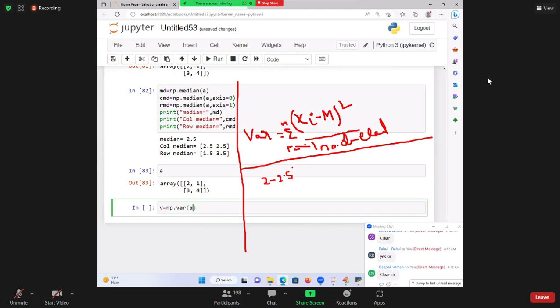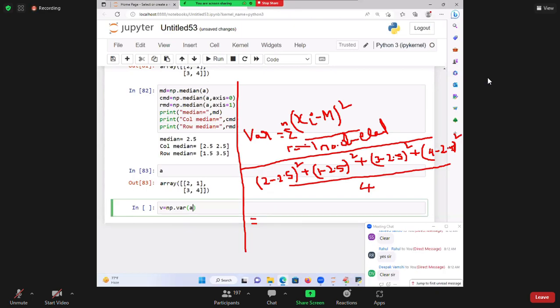2.5 whole square. I'm calculating variance: (x1 minus 2.5) whole square plus, what is the next element? x1, x2, x3, x4. 1 minus 2.5 whole square, plus x3, the third element, 3 minus 2.5 whole square, plus what next? 4 minus 2.5 whole square, divided by what? 4, the number of elements. And 2 minus 2.5 whole square.